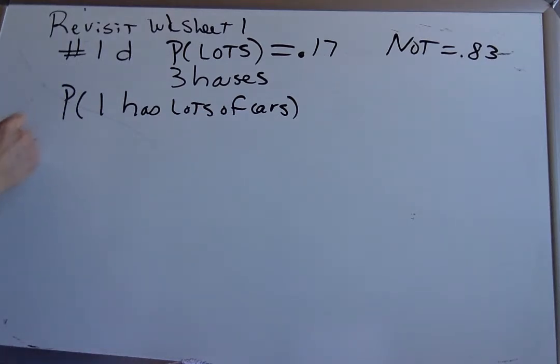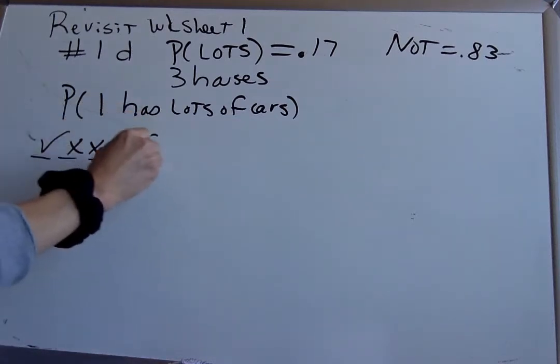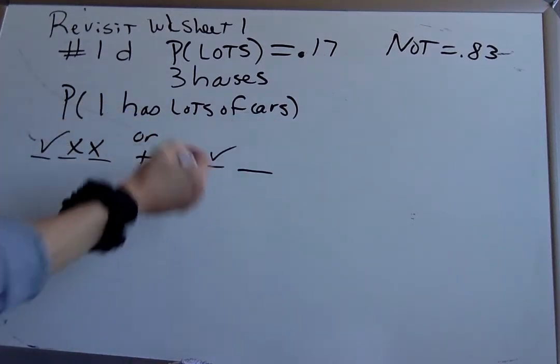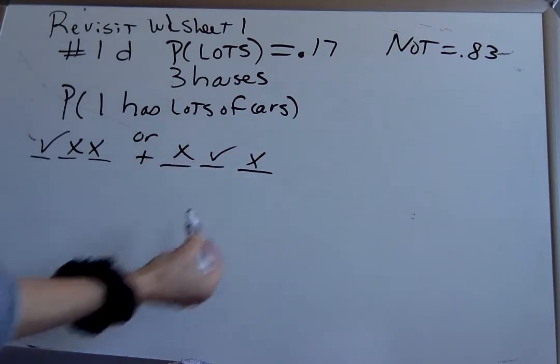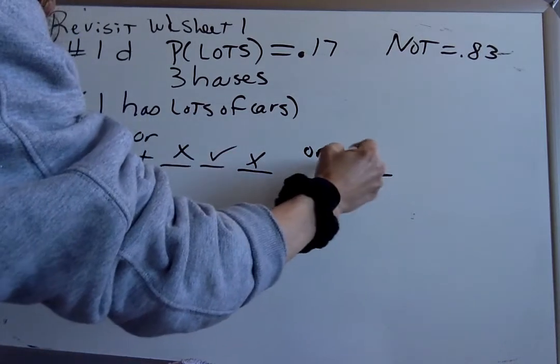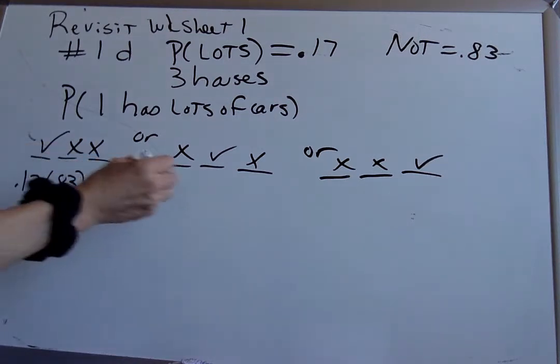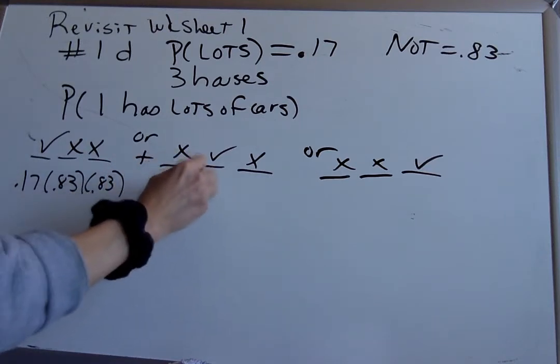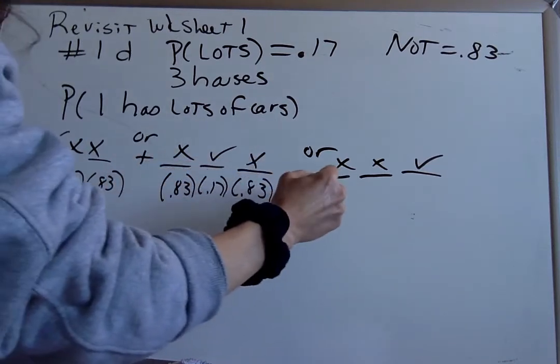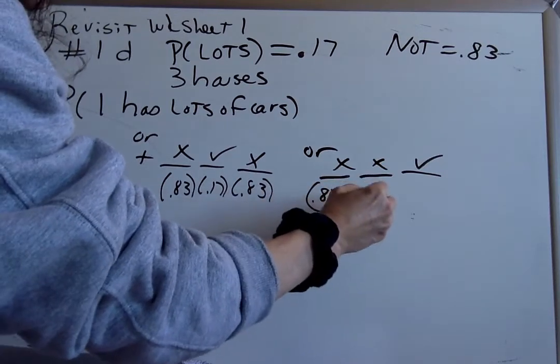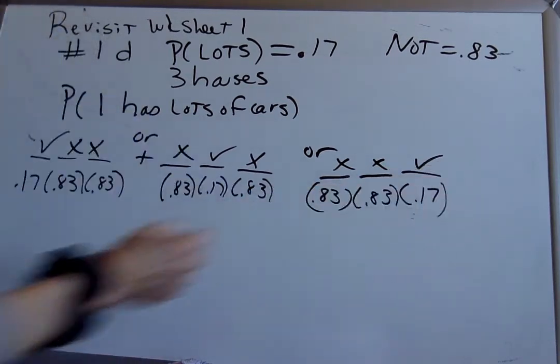So you would have had to come and kind of think about your dashes and say, well, did you mean the first house has lots of cars and the other 2 don't? Or did you mean the second house had lots of cars and those 2 don't? Or did you mean that the third house has lots of cars and the other 2 don't? And so then you could have gone and put your 0.17, 0.83. We never did this as part of the video, so that's why I'm writing out every single step.